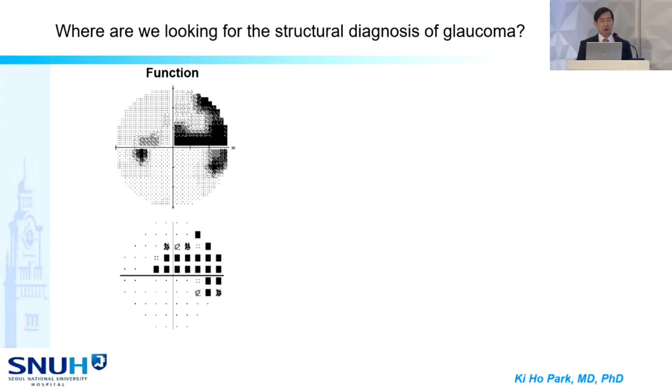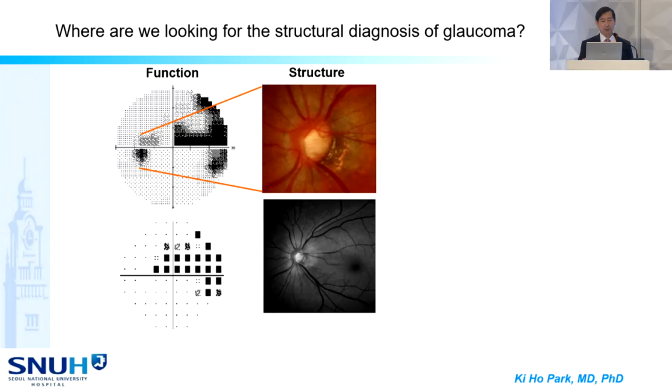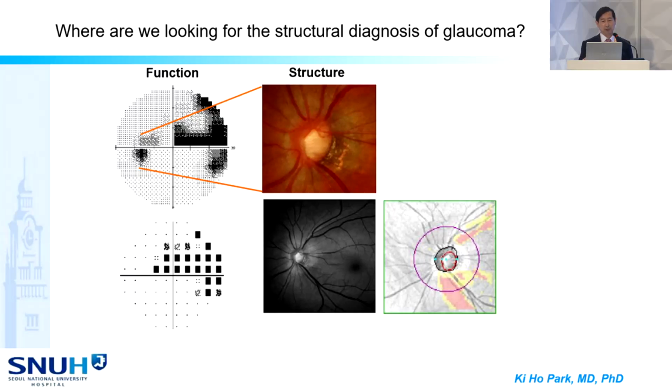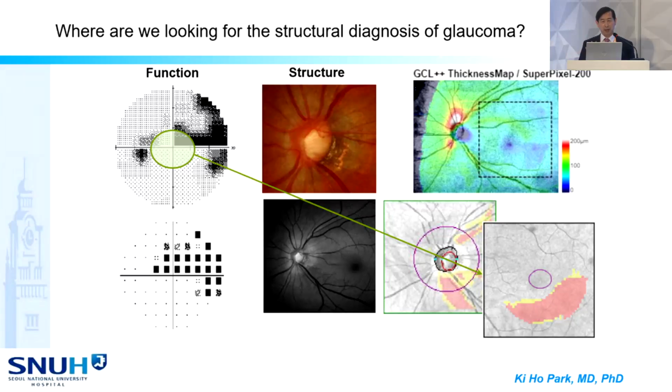So what are we looking for in the structural diagnosis of glaucoma? We are looking at the optic nerve and peripapillary area, and also we look at the retinal nerve fiber layer with photography or with OCT. And also we are looking at the macular region to look at the ganglion cell layer change. And also we can take a wider OCT image, including both peripapillary and macular area together.